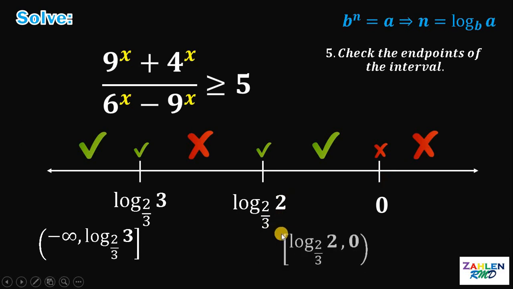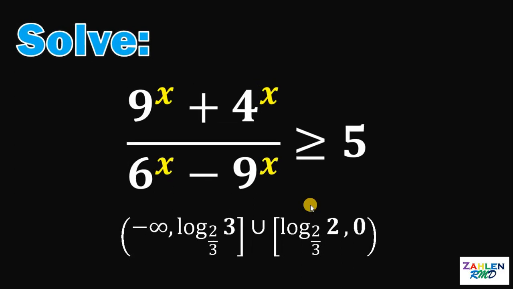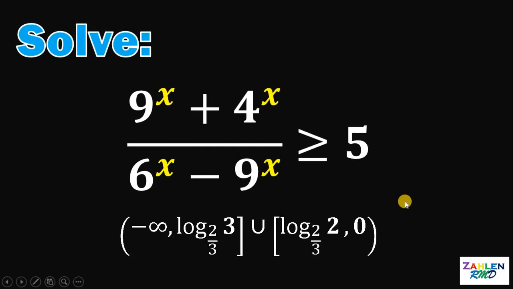So this is bracket, logarithm of 2 to the base of 2 over 3, comma, 0, and then parentheses. Why parentheses? Because 0 is not counted, and why bracket? Because logarithm of 2 to the base of 2 over 3 is counted. Now, since we have two solutions, we can combine them using the union. Therefore, this is our answer to this question. And as always, we are done.